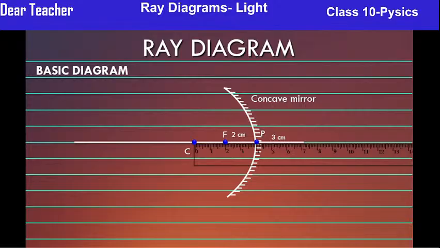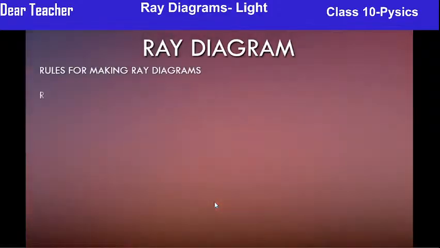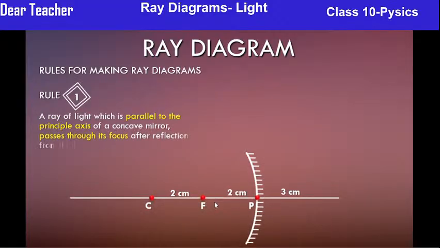So this is how you have to draw the basic diagram. The distance from the center of curvature to the pole is the radius of curvature. So f is equal to 2, focal length is 2, and radius of curvature is 4. So you will be finding C at 2f. So this is a basic diagram. Now the rules for these things.